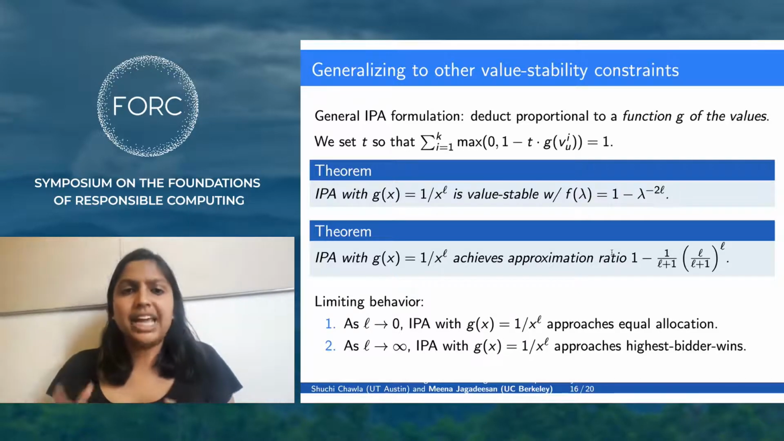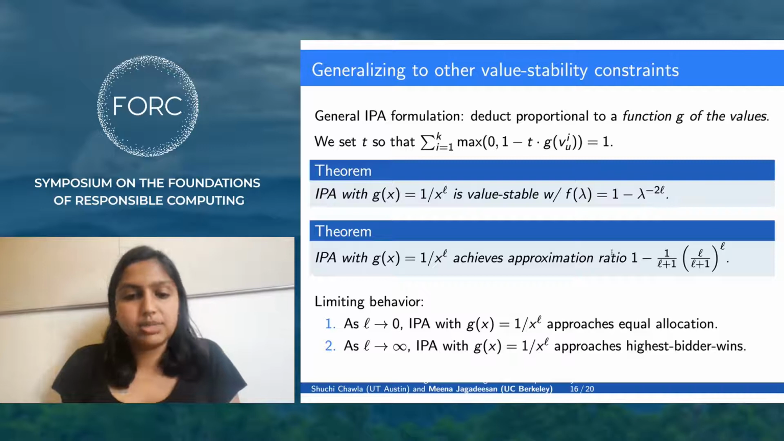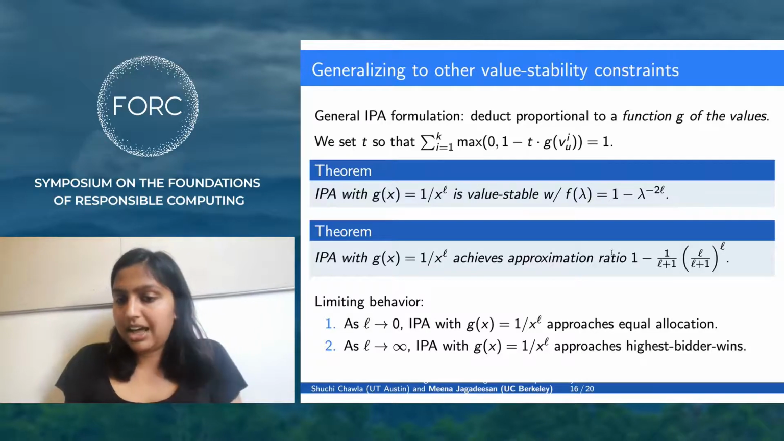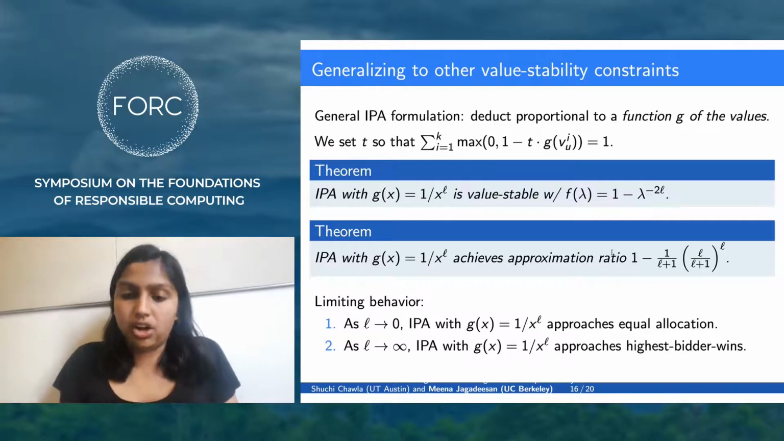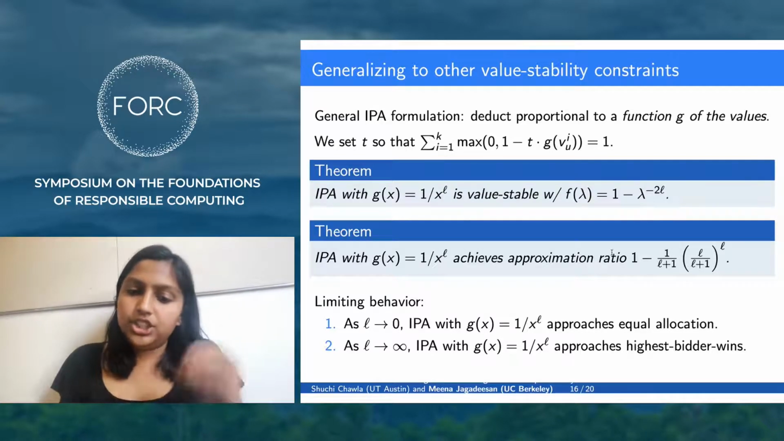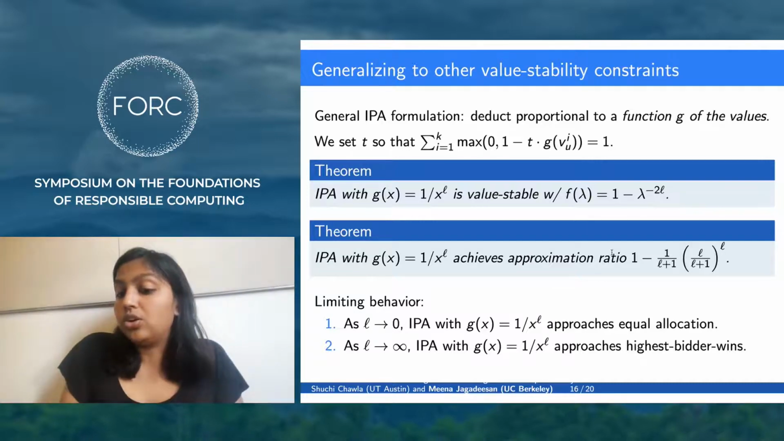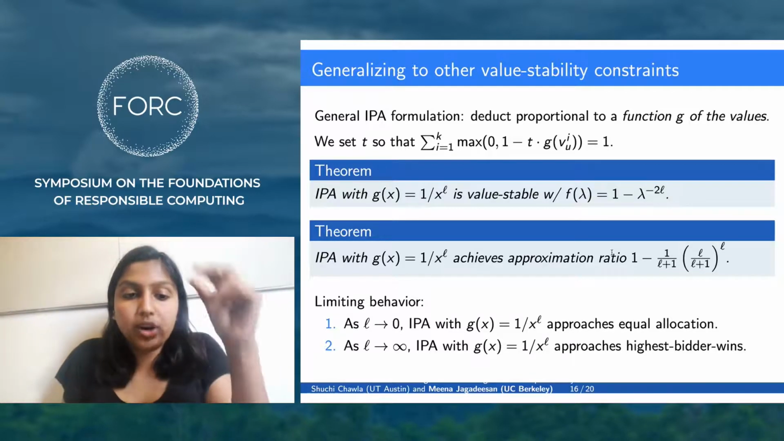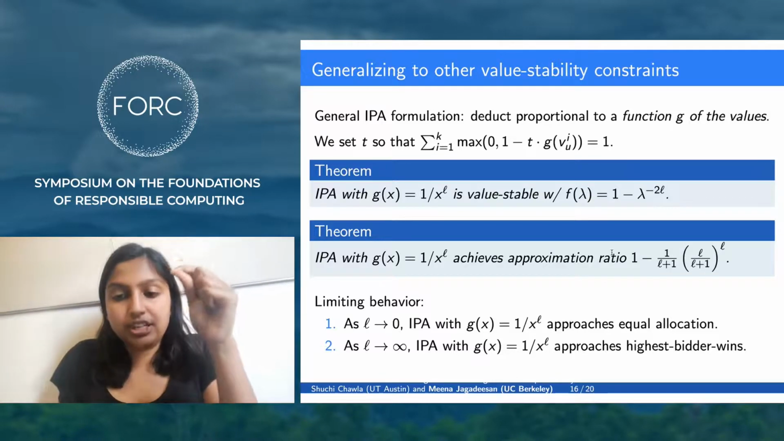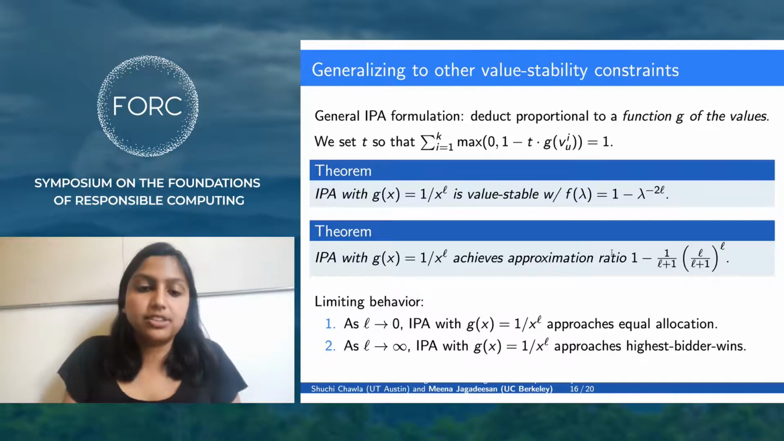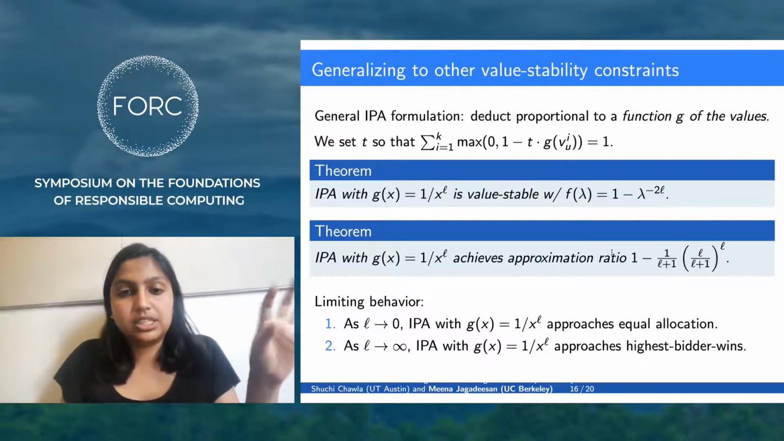So let's look at the limiting behavior of this family of inverse proportional allocation algorithms to get a sense of what they're doing. As L goes to 0, inverse proportional allocation with g of x equals 1 over x to the L just turns into equal allocation. So it allocates equally to all advertisers. This, of course, does not achieve non-trivial social welfare guarantees. As L goes to infinity, g of x equals 1 over x to the L approaches the highest bidder wins allocation rule. So it's getting the optimal approximation ratio, but is not value stable. And what we showed before is that L equals 1 is able to achieve a constant fraction of the social welfare compared to the unfair optimal while also being value stable. And we can tune this trade-off by tuning L.